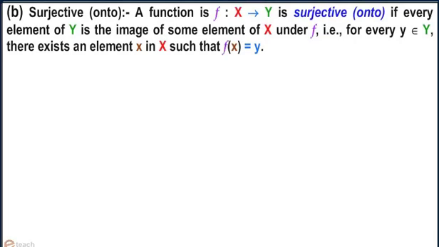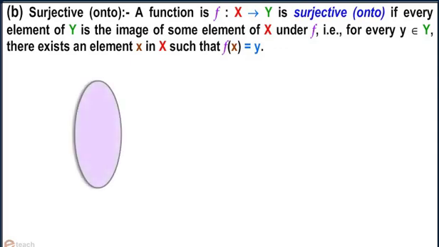The next type is surjective or onto. A function f defined from set X to set Y is surjective or onto if every element of Y is the image of some element of X under the function f, that is, for every y belongs to set Y, there exists an element x in set X such that f(x) is equal to y.